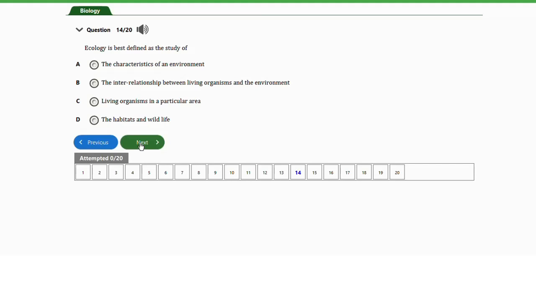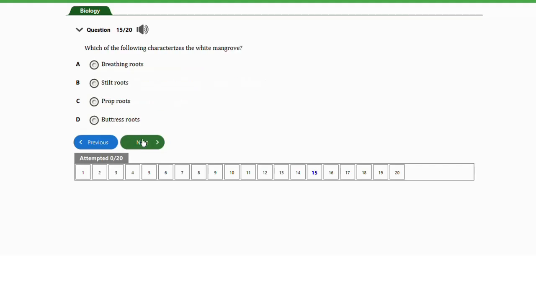So guys, the answer to this question is option B, the interrelationship between living organisms and the environment. So remember, the study of living organisms and how they interact with their environment is ecology. So guys, the answer to this question is option B.